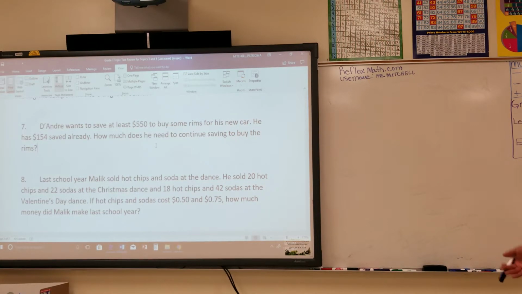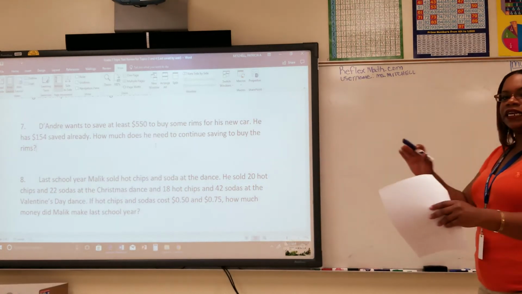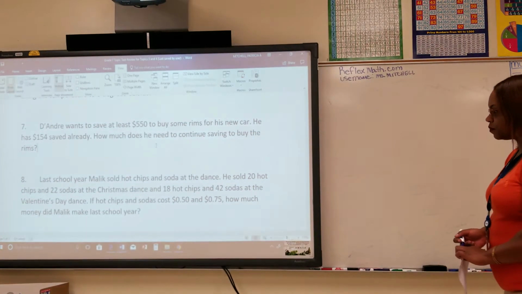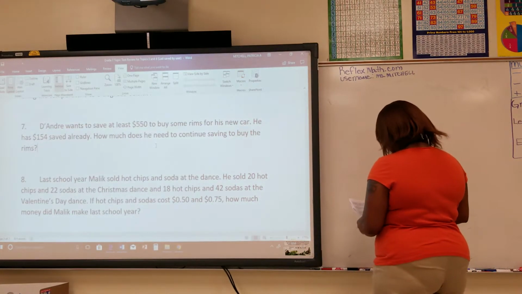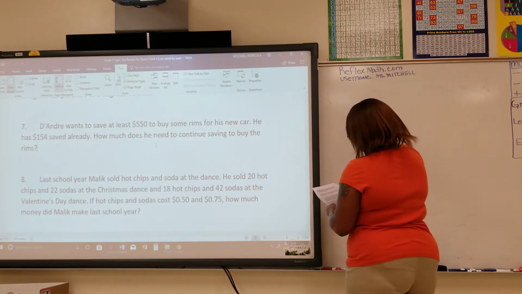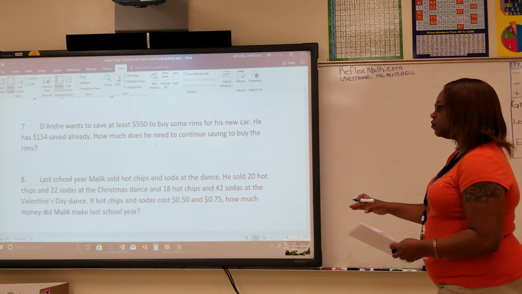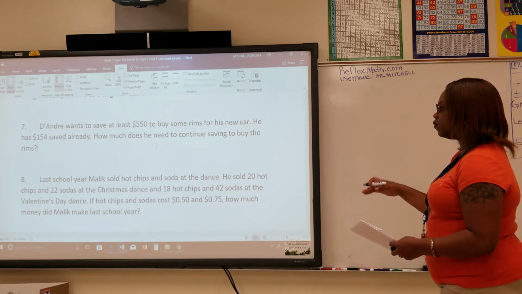So he sold 20 hot chips and 22 sodas at the Christmas dance, and then 18 hot chips and 42 sodas at the Valentine's Day dance. But they're saying that hot chips and sodas cost 50 cents and 75 cents. How much money did Malik make last school year? So we are combining all of these amounts. So the first thing that we need to do is set up this problem. Now, let's see, he sold 20 hot chips and 22 sodas, and then 18 hot chips, 42 sodas.